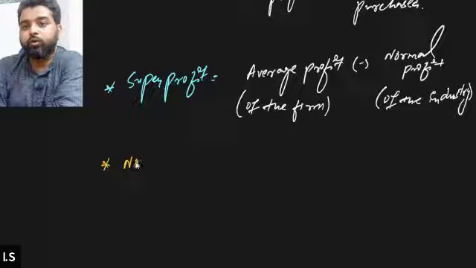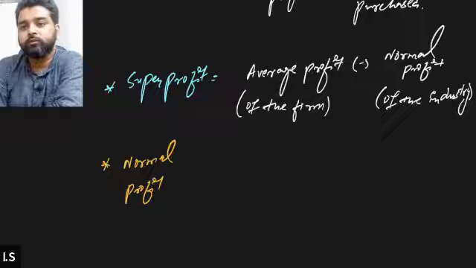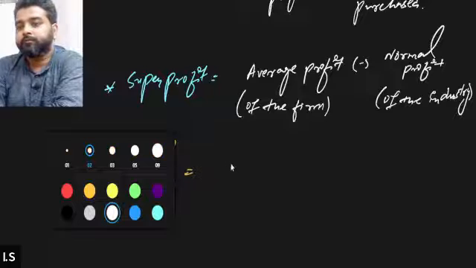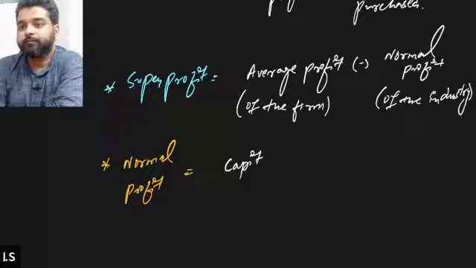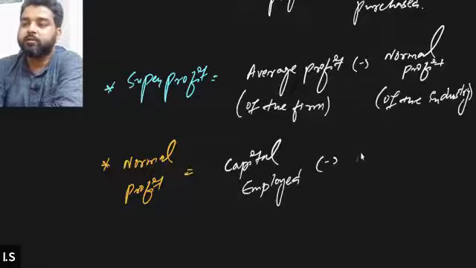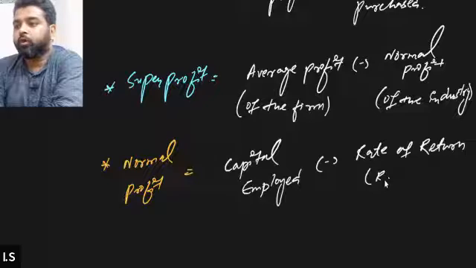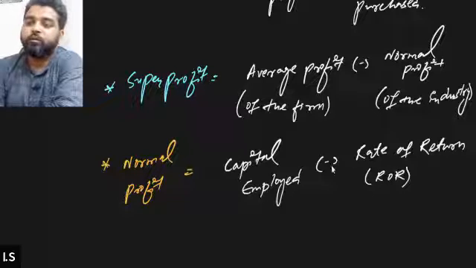So to find out the normal profit of the industry, what are we going to do? We will apply this formula: capital employed multiplied by the rate of return. Rate of return is also called ROR. When you multiply capital employed with the ROR, you will get the normal profit.